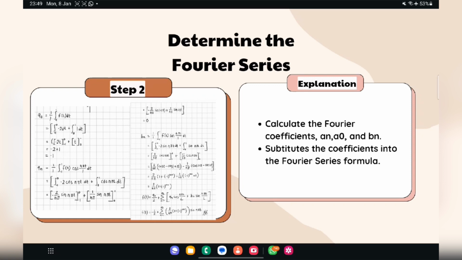Next, step 2, I determine the Fourier series by calculating the Fourier coefficients an, a0, and bn. So I find a0 first, then I find an and then bn. After I find all of the coefficients, I substitute the coefficients into the Fourier series formula.